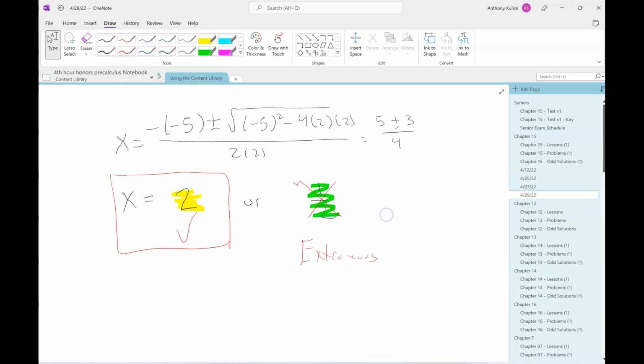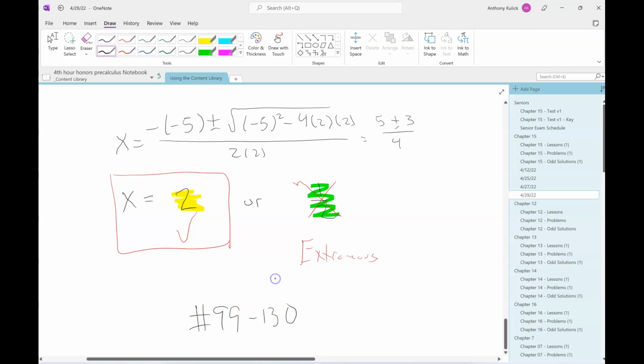Okay, we're stopping here today. That's good. At this point, you guys could do up to 130. That's going on the problem set for the 8th, though.